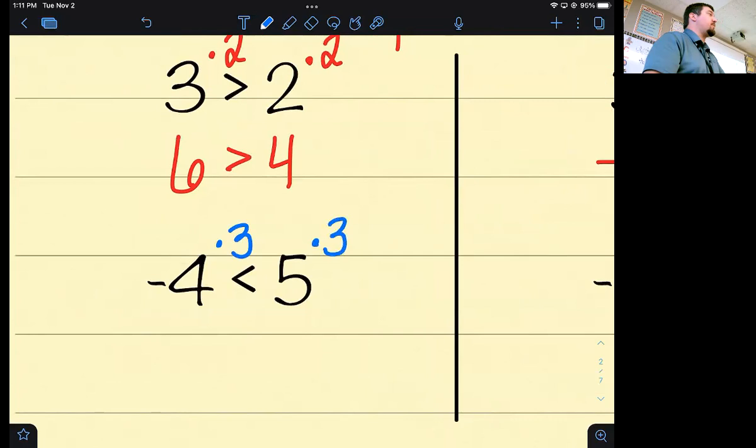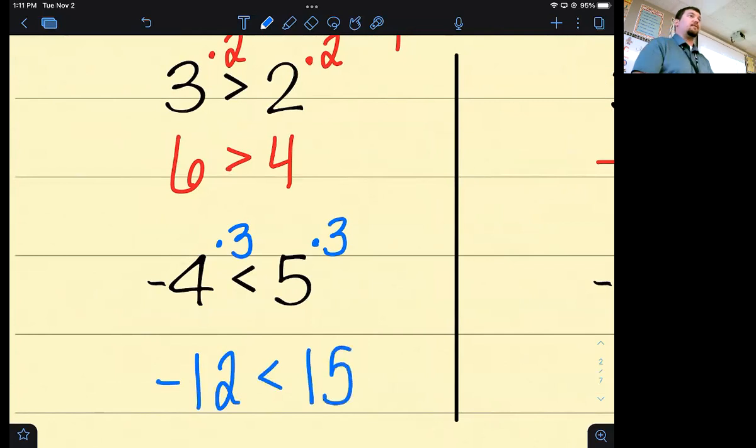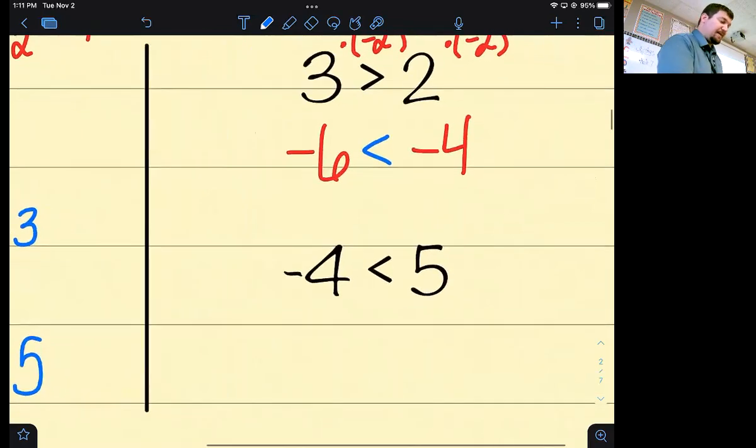What's negative 4 times 3? Negative 12. What's 5 times 3? 15. Do you agree that 15 is larger than negative 12? Yes. Obviously. Okay, so I didn't have to flip that. I was timesing by positive 3. Now on the other side, I want you to times by negative 3.